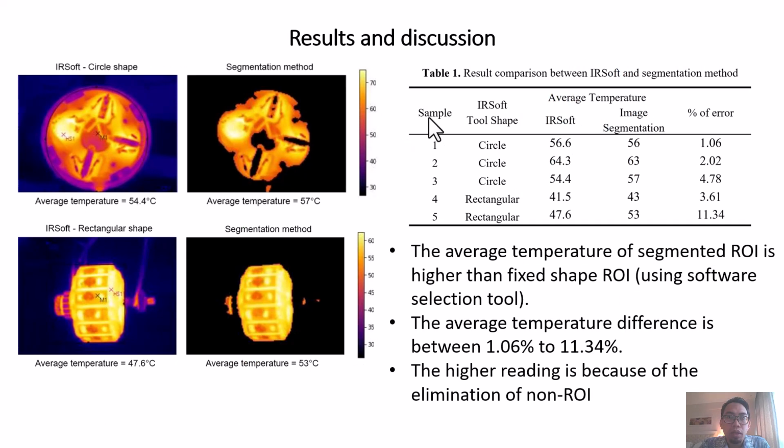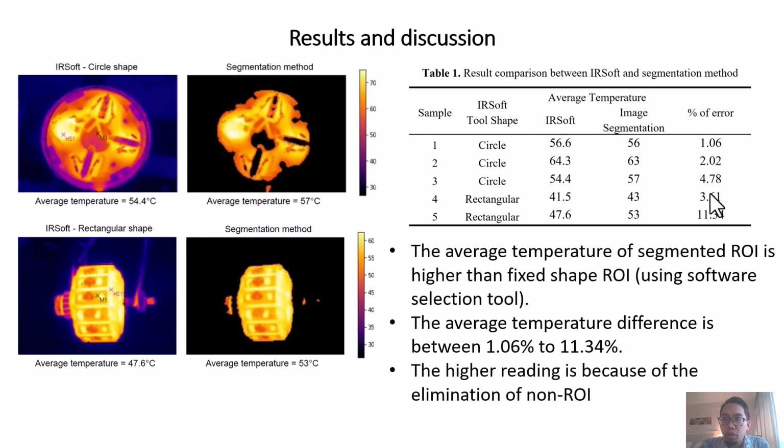As we can see in the results on the left-hand side, we compare the method of the IR software and the result of the segmentation method. The top one is sample number 3, and the bottom is sample number 5. As we can see in the table, the average temperature of the segmented ROI, the one where we use image segmentation, is higher than the one using the IR software.